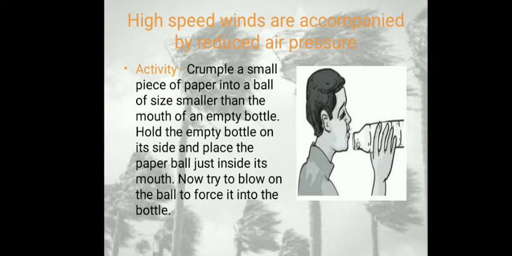Because here the boy is blowing air, the speed of the wind will be more here. Whenever there is high speed wind, the pressure will reduce. So now the pressure inside the bottle is more than outside, so the paper ball will move outside. Even if you blow hard and try to put the paper ball inside the bottle, it will not go inside, it will always fall outside. So this is an activity to explain this concept.